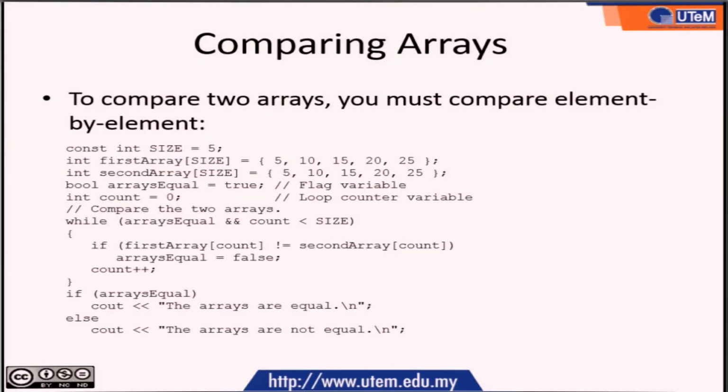Similarly, to compare whether arrays are similar or not, it needs to be done element by element. As in this example, the while loop is used to go to each array element to check the value content. If all of the array is similar, it will print the arrays are equal, and if it is not, it will print out the arrays are not equal.